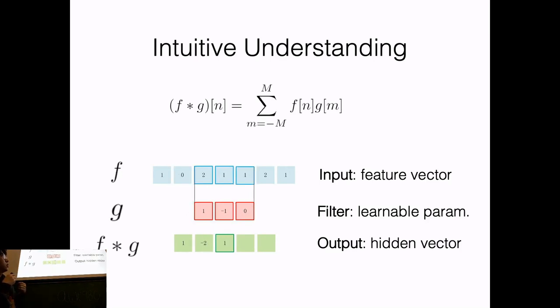Taking the neural network's view, we could understand this equation: the input is a feature vector, then you have some transformation filter, and then you get the output.